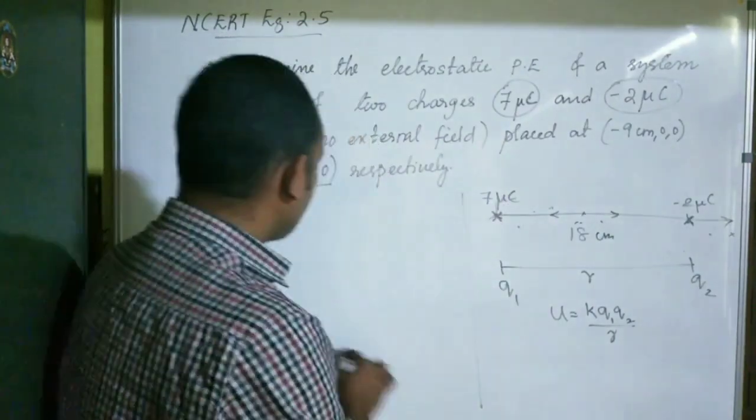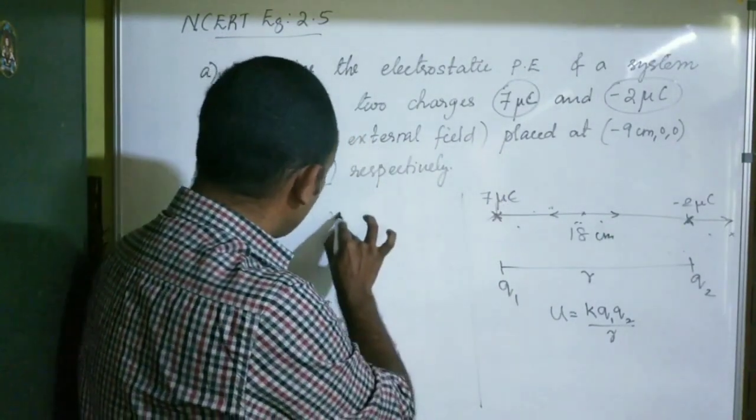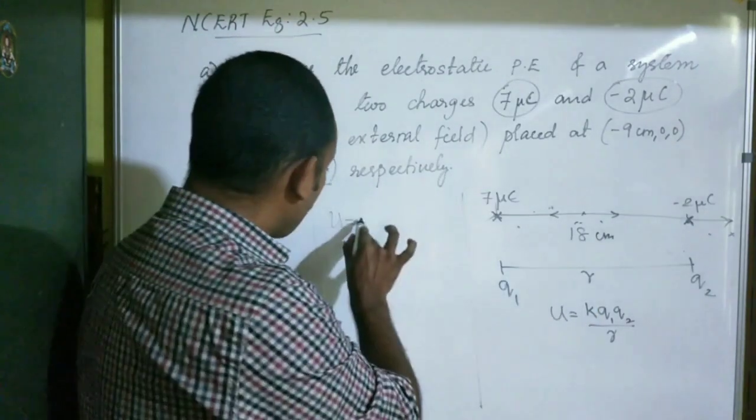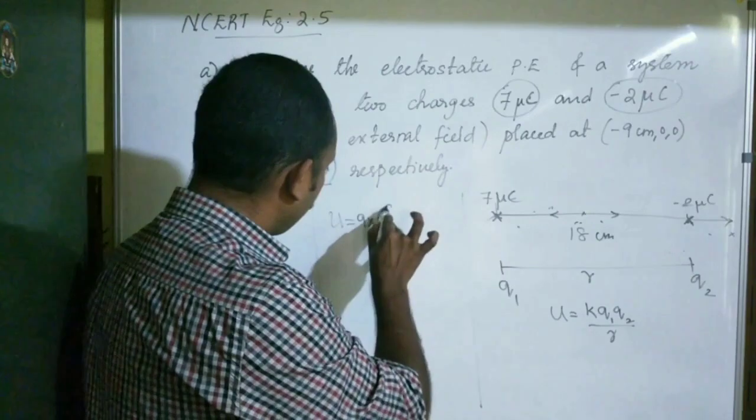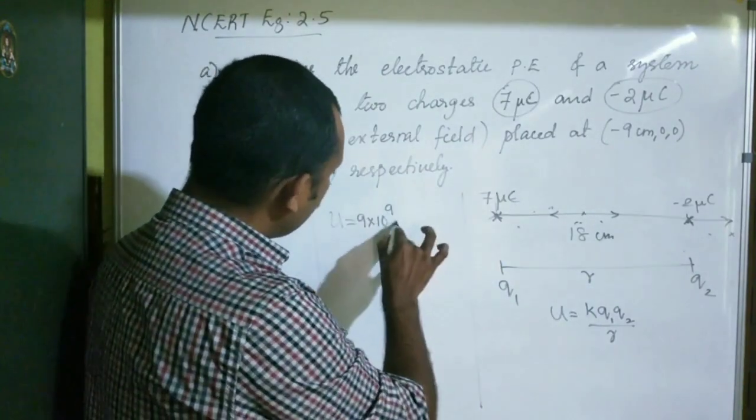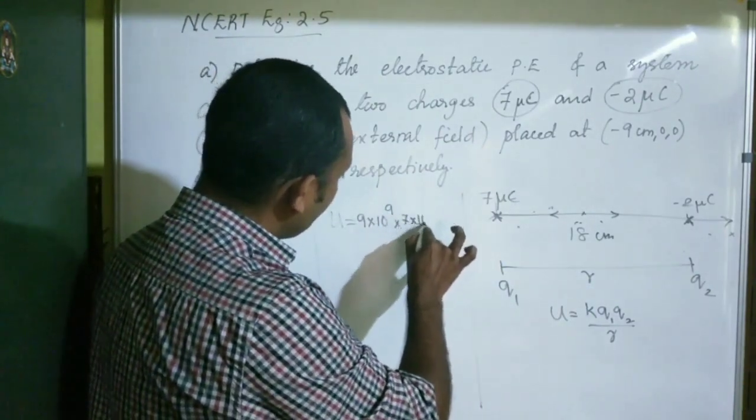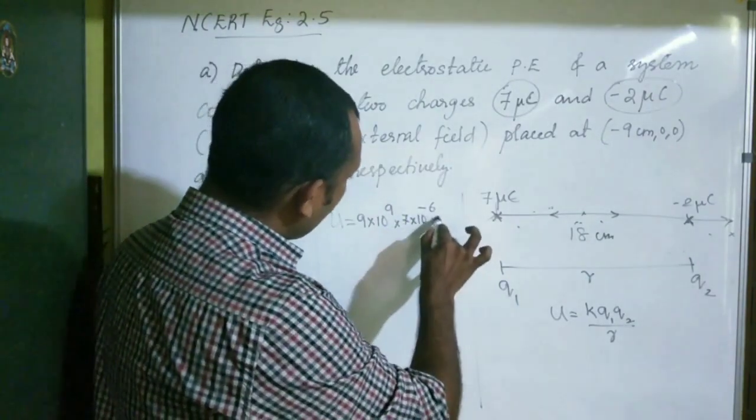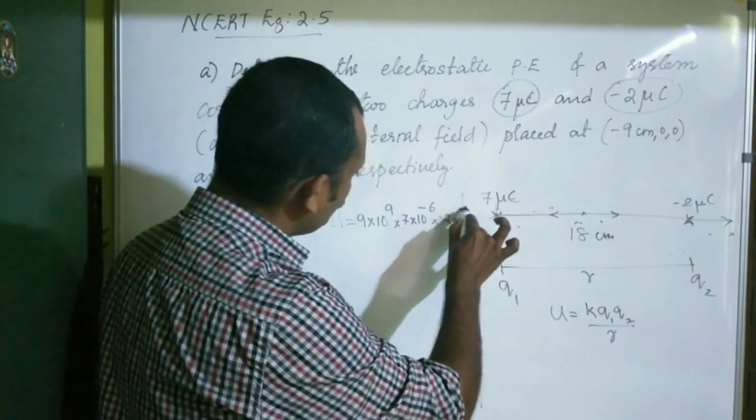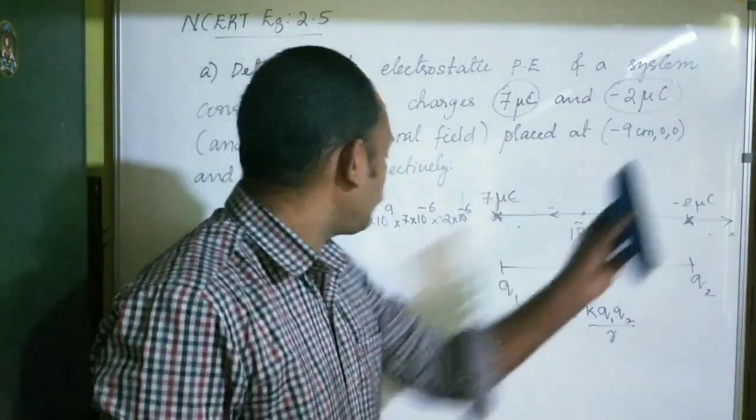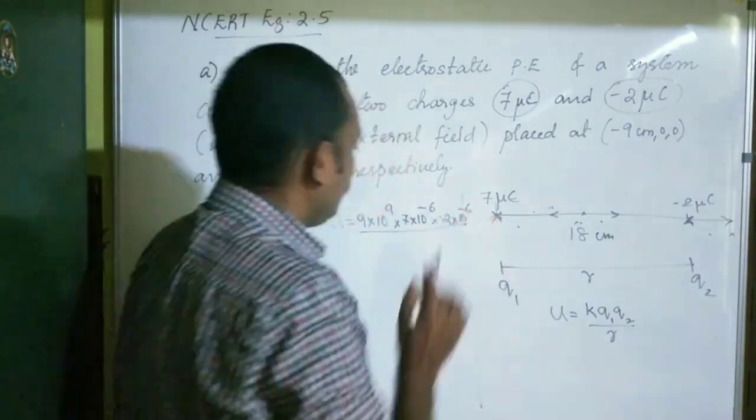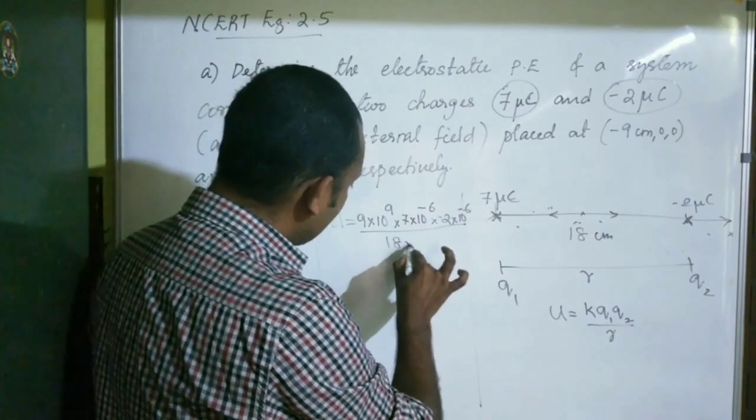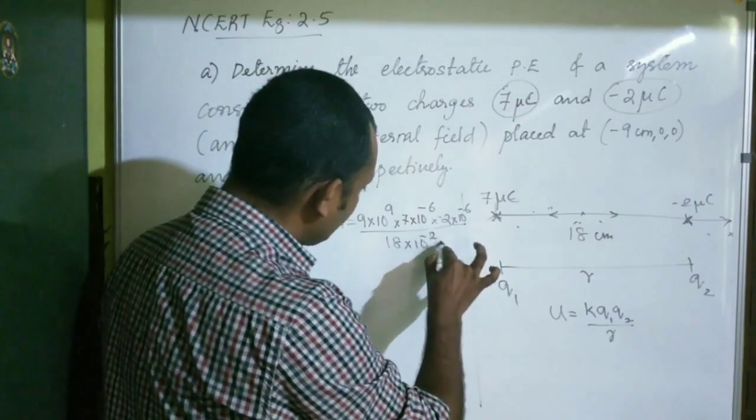So let's substitute the values here. Mutual potential energy U is equal to, what's the value of K? K is 9 into 10 raised to 9. What is Q1 here? 7 microcoulomb, which is 7 into 10 raised to minus 6. What is Q2 here? Minus 2 into 10 raised to minus 6. That divided by, what is the separation between the two charges? 18 centimeter, which is 18 into 10 to the power minus 2 meter.